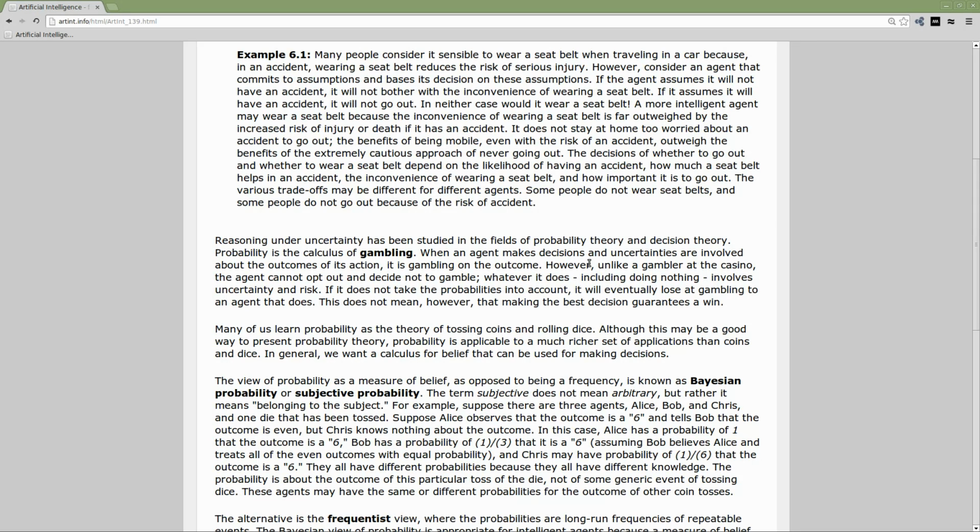The point here is that in fact, all actions are gambles, and it turns out to be the case that the right thing to do is to gamble according to the rules of probability. If you don't gamble according to the rules of probability, it can be shown that you're guaranteed to lose in the long run.